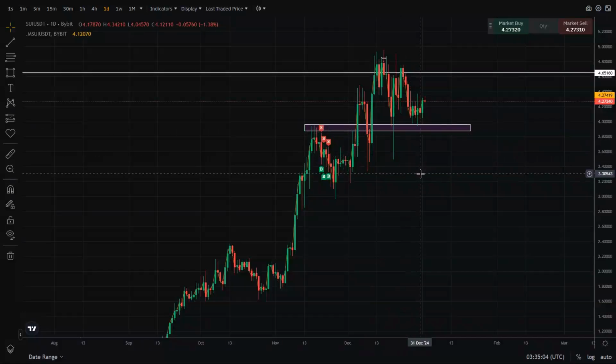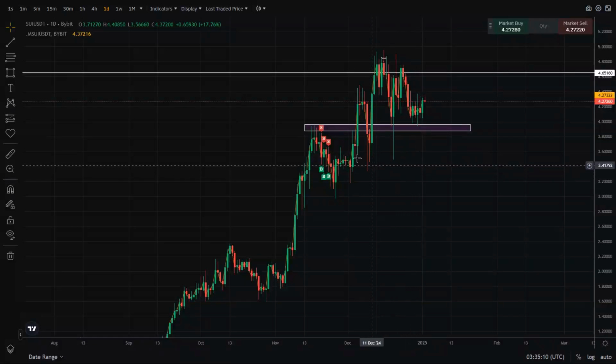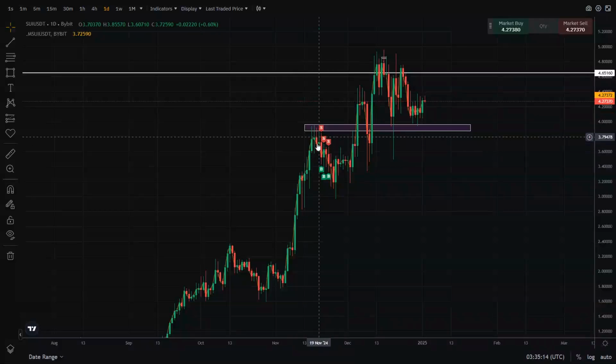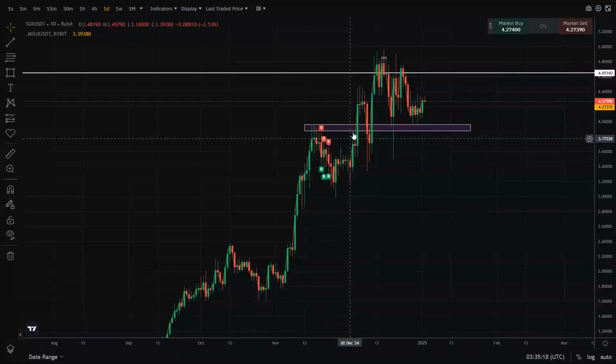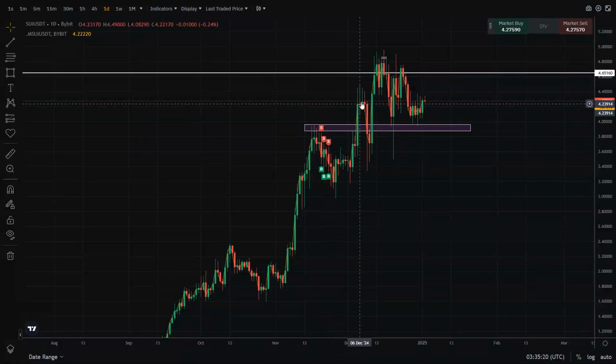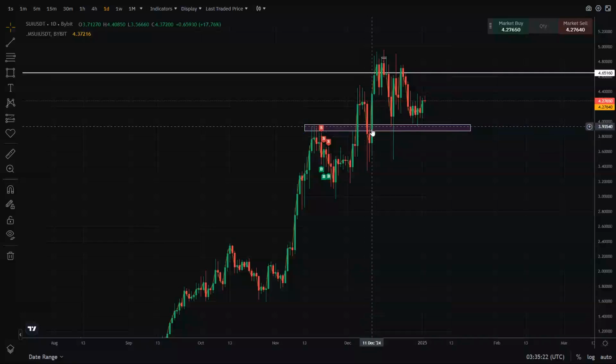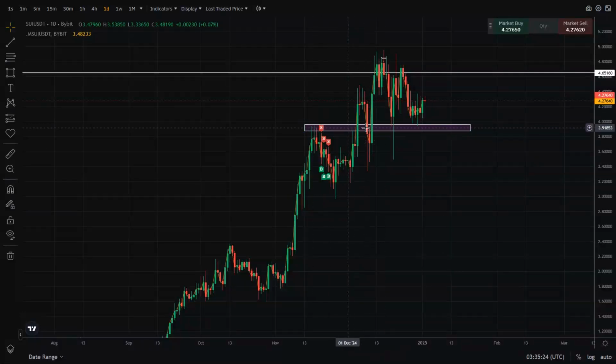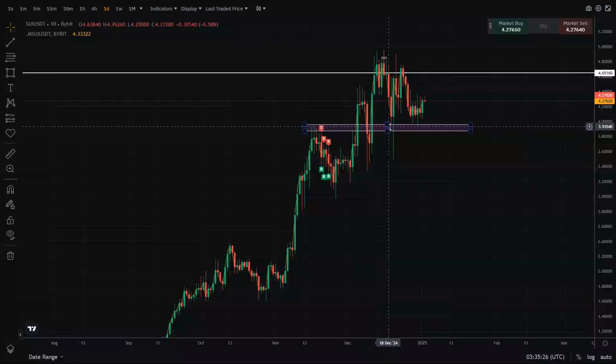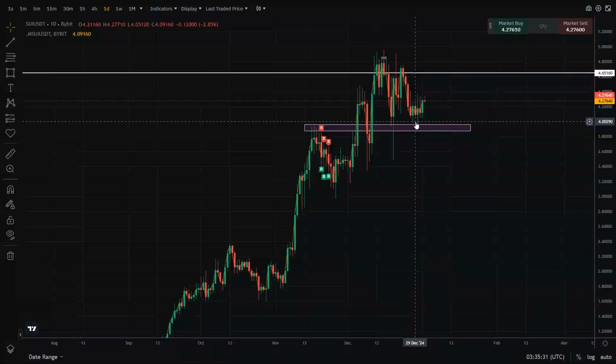I said that for an area to become a support area, we have to have multiple reactions. Take a look at this. First it becomes a resistance area, touching it, then tanking down. Touching it here, coming down until it breaks it. Then it becomes the support area. So there's one, two, three, and four, which is very recent.